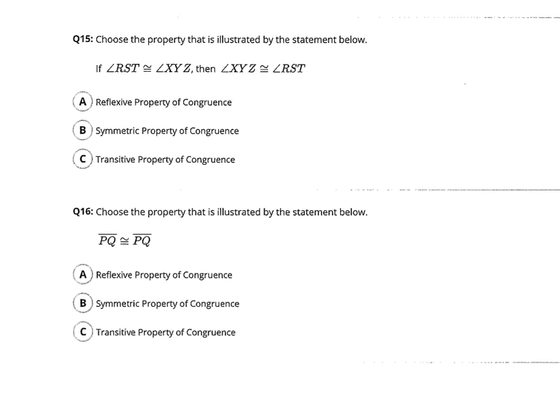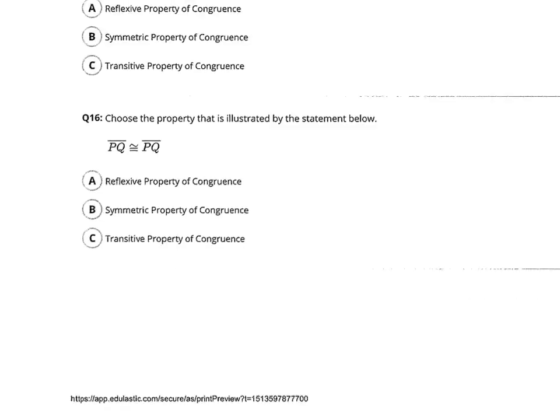15 and 16, we're talking about properties, okay? So it says choose the property. Both of these, your choices are reflexive, symmetry, and transitive. They may be mixed up a little bit, but take a look. You got RST is congruent to XYZ, and then it just literally flips over. XYZ is congruent to RST. So which property talks about just flipping over? In 16, you got PQ equals PQ. It's like looking in a mirror and seeing the same thing. All right, so that's number 16.